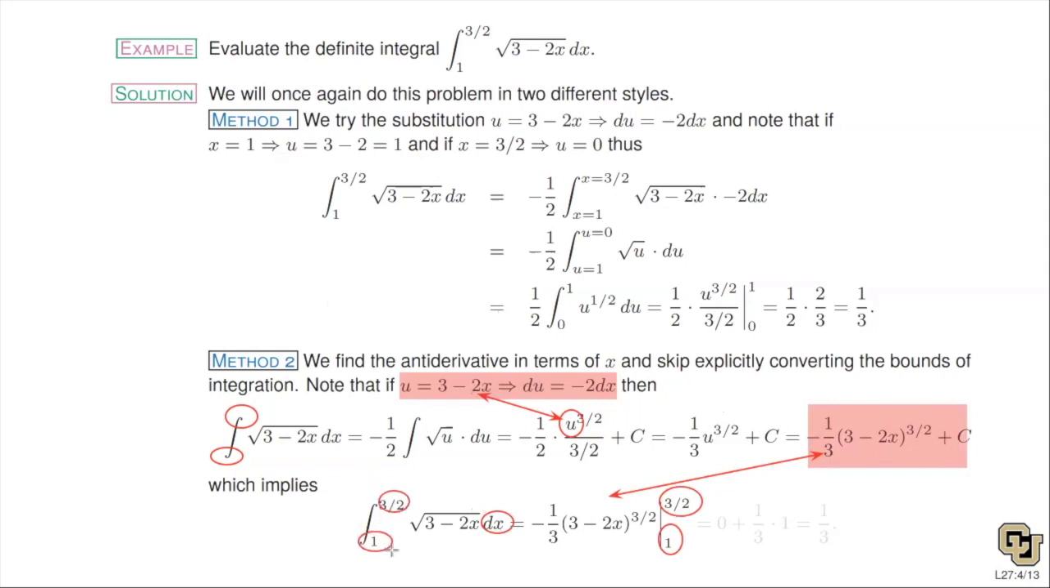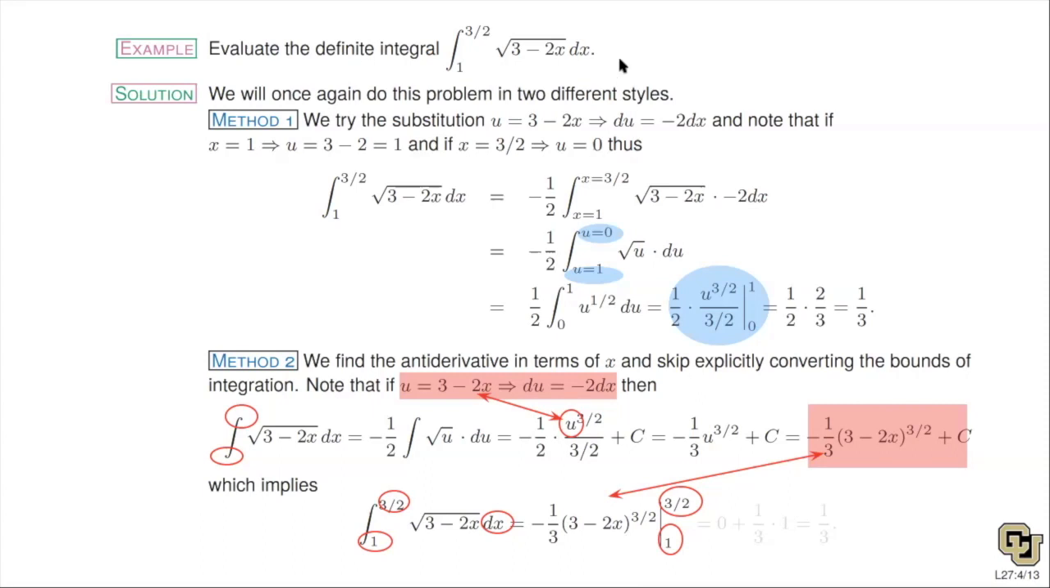And again, these are two options. If I don't want to convert the bounds, then I need to go back to the x variable. If I do convert the bounds, so if I make this conversion and say, now let me integrate from u equal to 1 to u equal to 0, then I need to stay in the u variable. You see, these coordinates have to always match up. If I'm using coordinates for u, then I have to have an antiderivative in the variable u. If I'm using the bounds for the x variable, then my antiderivative needs to be in the x variable.